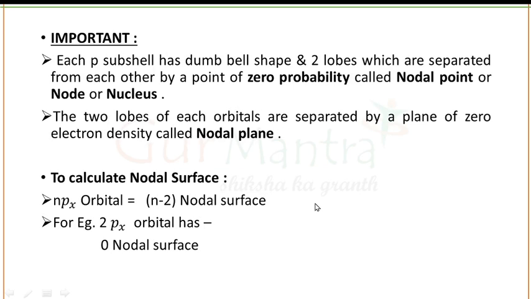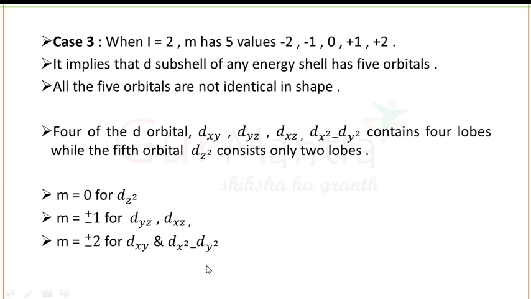To calculate the nodal surface, you need the orbital. And to calculate the nodal surface, the formula is quite simple, that is n minus 2. For example, if you are given 2px orbital and you have to calculate the value of nodal surface, you can simply calculate it by putting the value of principal quantum number in the formula. As you put the value 2 minus 2, you will get the result as 0, which means 2px orbital has 0 nodal surface.